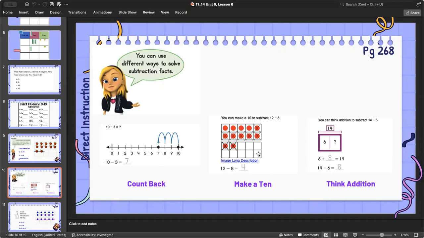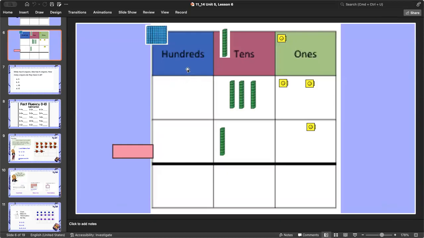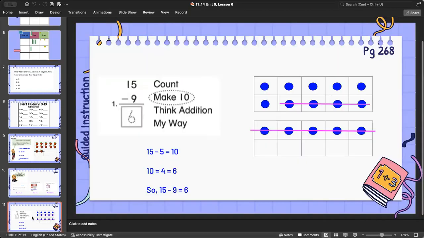Making the 10 frame, again, it's very similar to just drawing little creatures and crossing them out. You can do it that way. And then also thinking about addition and subtraction in different ways. Now, keep in mind, they don't have our place value chart. You can also do it in this too. So if you have your manipulatives, you have that option too.